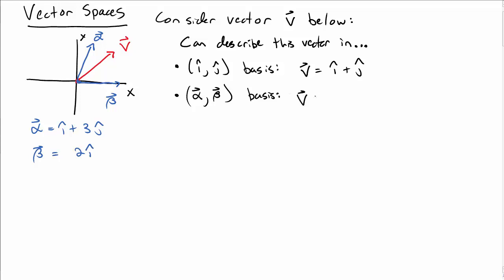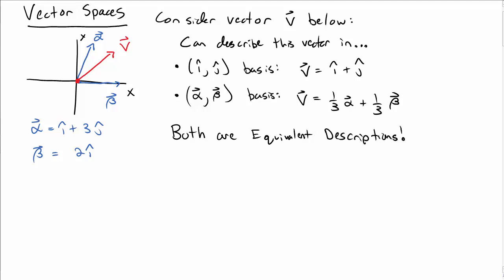And if I write this vector in this basis, v is 1/3 alpha plus 1/3 beta. Now the important point here is that both of these are equivalent descriptions of the vector v. I can write the vector v in different bases, but it's still the same vector.